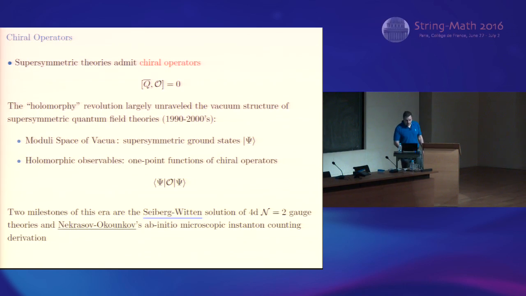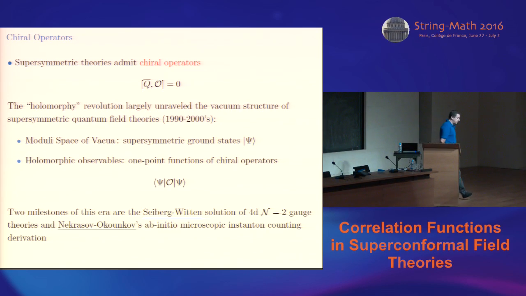So let's start with some background and setup for this work. The basic object that we will be considering is a special class of operators that exists in supersymmetric theories, called chiral operators. These are operators that are essentially annihilated by half of the Poincare supercharges that any supersymmetric field theory has.